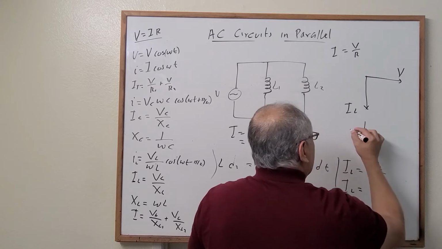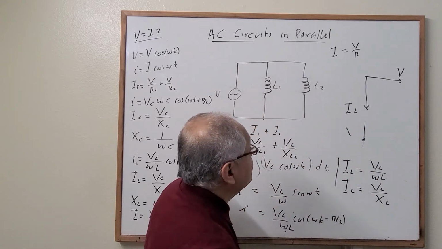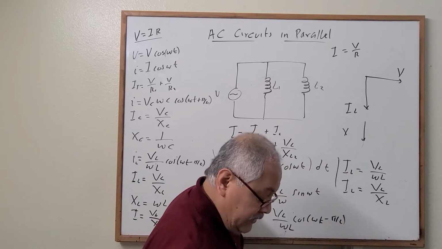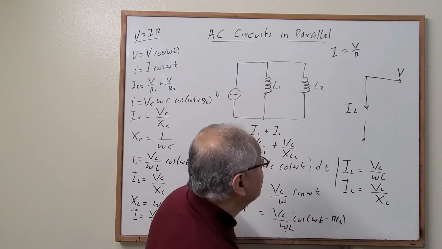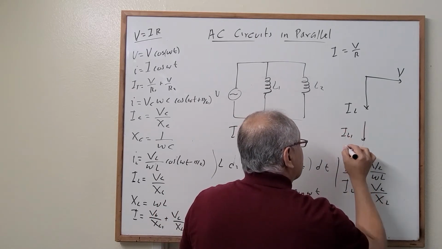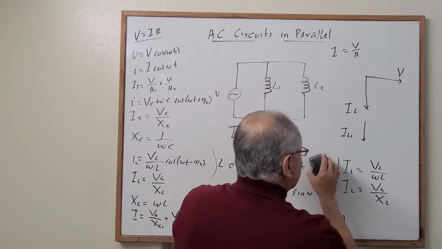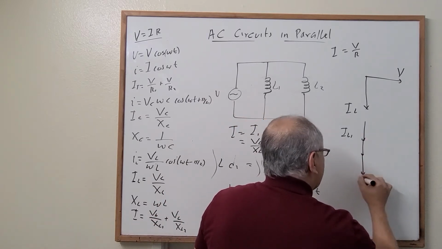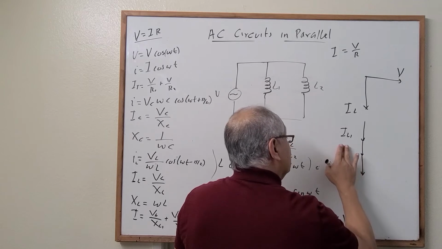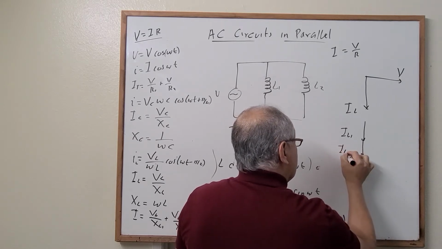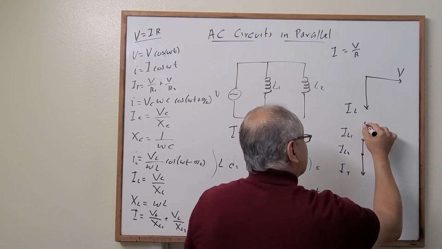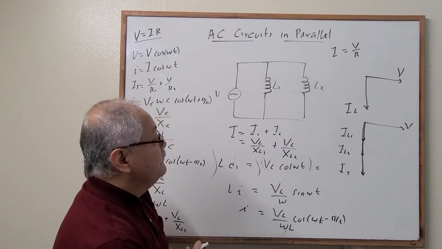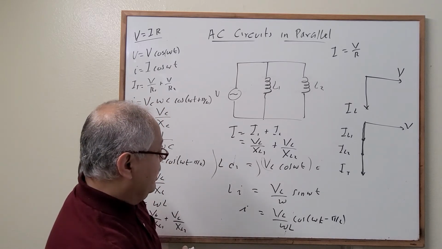We can have this is the current through inductor 1 plus the current through inductor 2. This current is equal to the total current, which is the total computed here, and this stays the same, V. This is the phasor diagram.